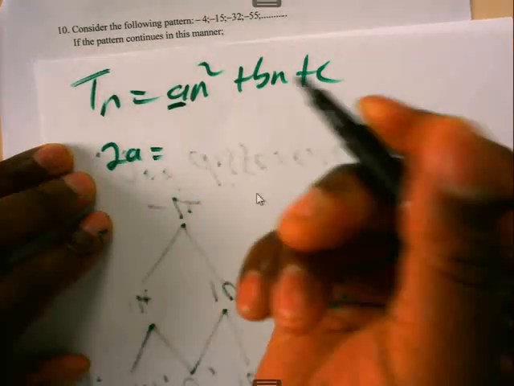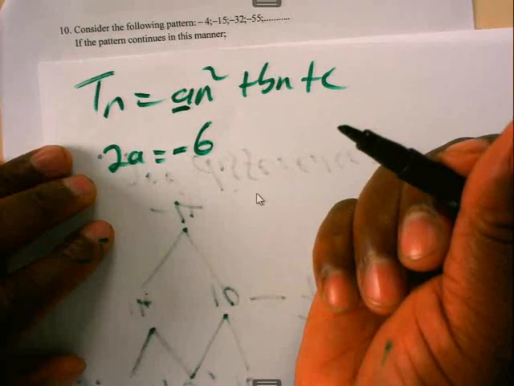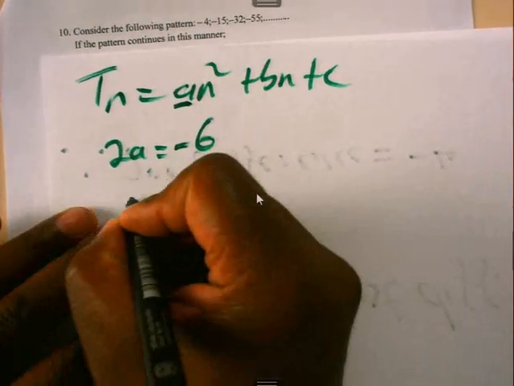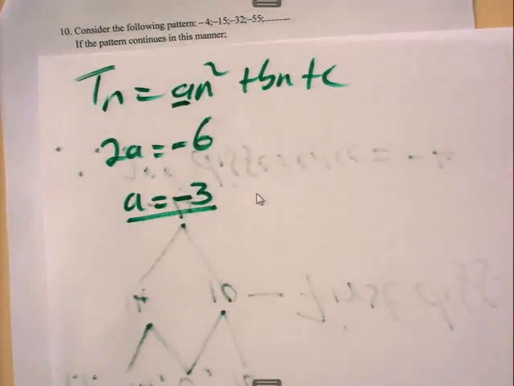2A is equal to the common difference. And our common difference in this case is -6. So divide both sides by 2. Therefore, A is equal to -3. I hope it's clear, that one. A is equal to -3. How do we determine the value of B?